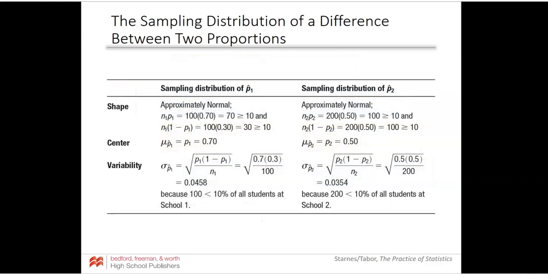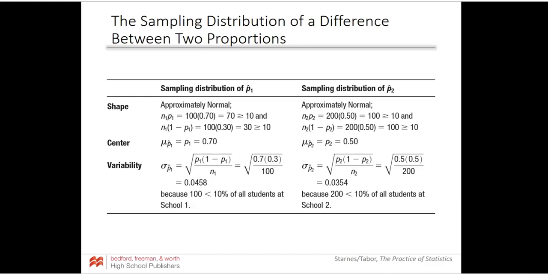Okay, so first, to check the shape, we want to see if it's normal, so we do NP for the first school and NQ for the first school, and we get 70 and 30, and those are both at least 10, so that's good. It's going to be approximately normal. Second school, we do NP, NQ. We get 100 and 100, which are both greater than or equal to 10. And so that's good. So if they're both approximately normal, we can say that the difference of the two is going to be approximately normal.